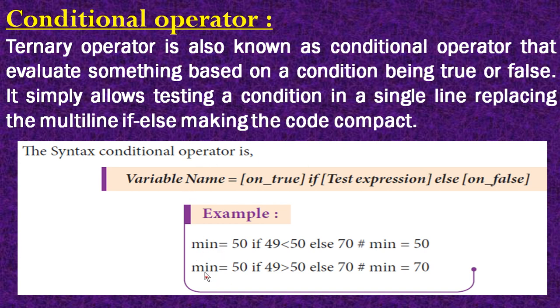Here is an example: min equal to 50 if 49 greater than 50, else 70. Here 49 greater than 50 is false, so the value of 70 is assigned to min. If it is true, the value of min is 50. So here 49 greater than 50 is false, so the minimum value is equal to 70.